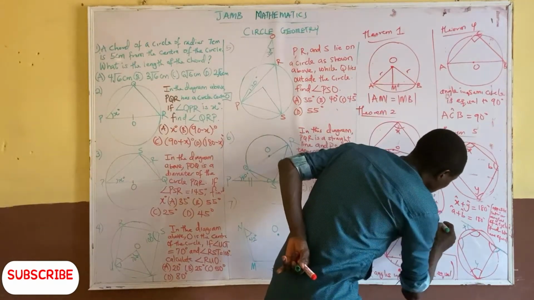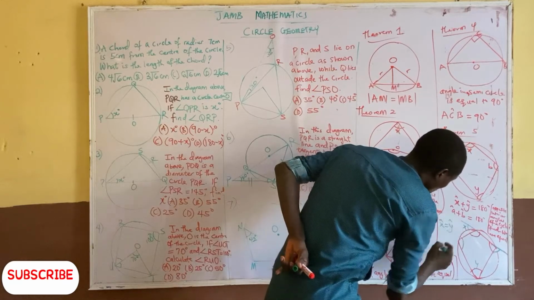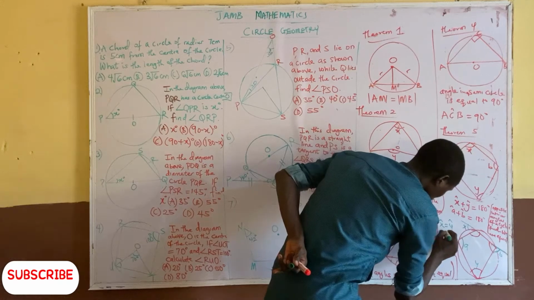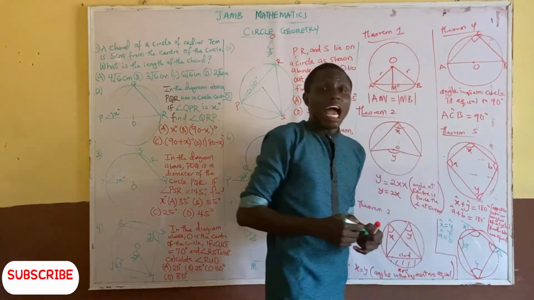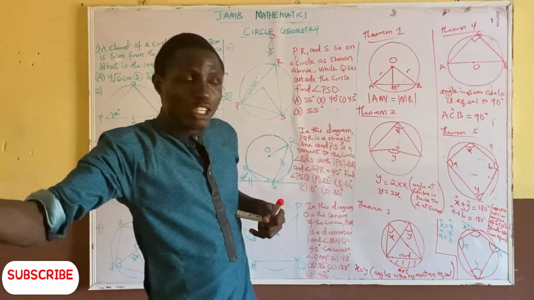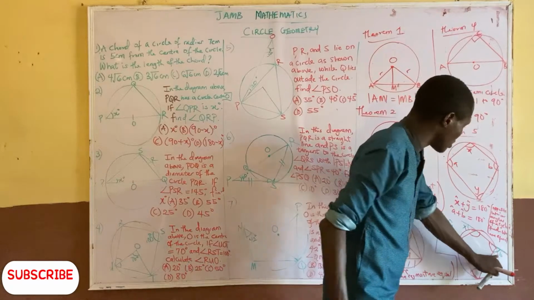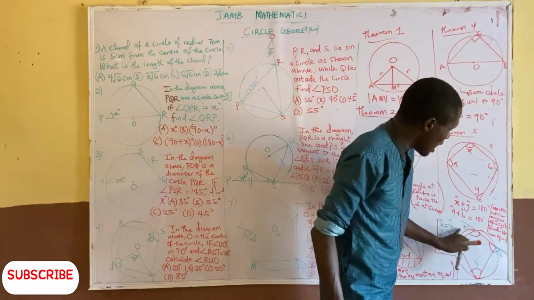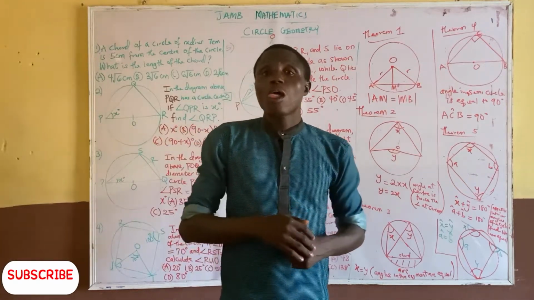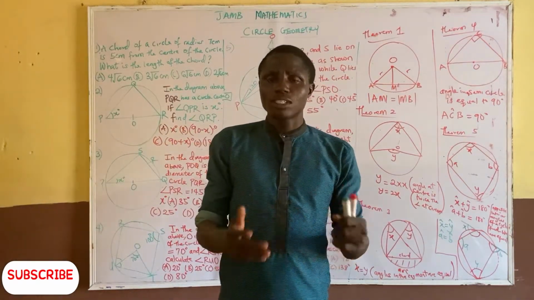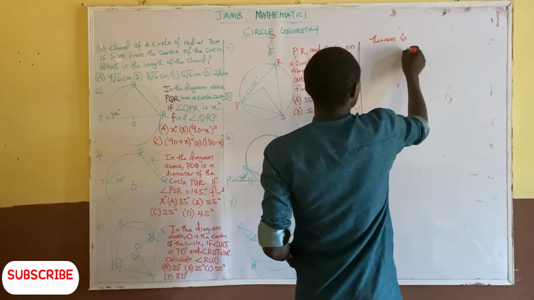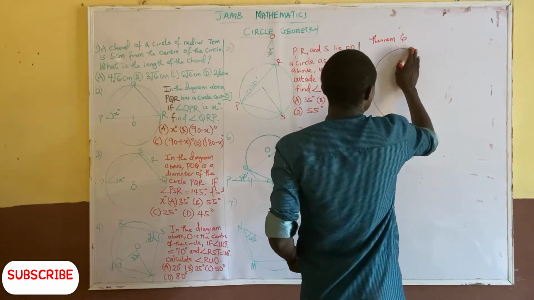Now look at this. X is equal to Y. Angle X is equal to Y. And angle A here is equal to angle B. That is, the exterior angle of a cyclic quadrilateral is equal to the opposite interior angle of that cyclic quadrilateral. So A is equal to B and X here is equal to Y. And the last one is based on the tangent of a circle. Another theorem that we have here, which is theorem 6, is the theorem about tangent.